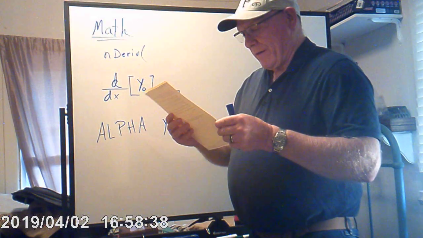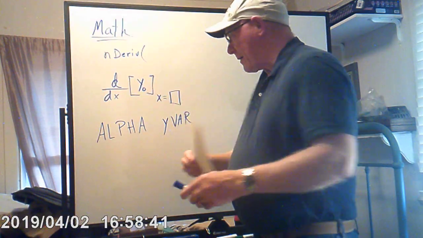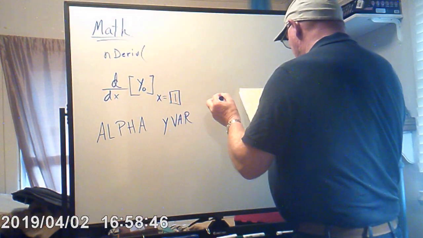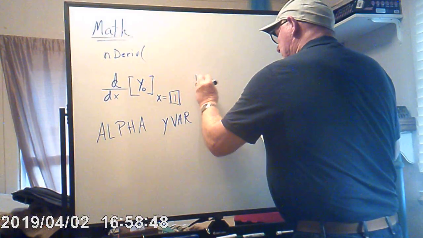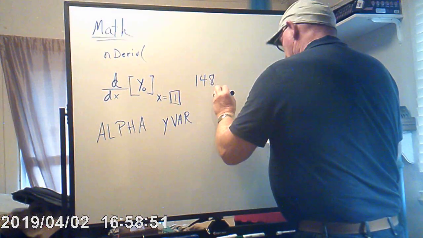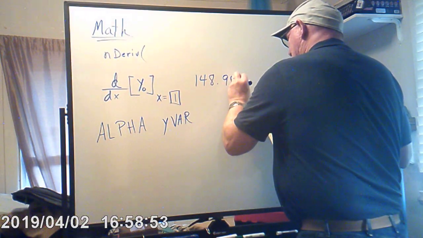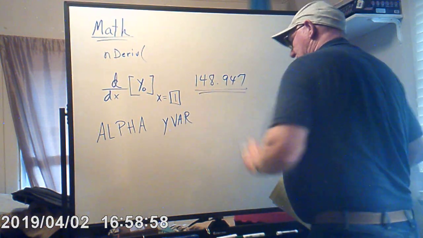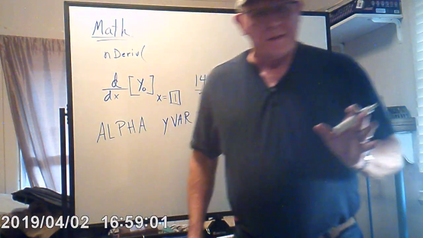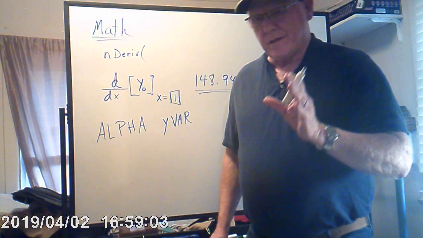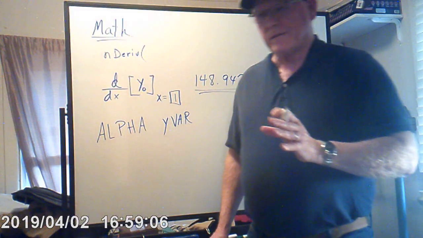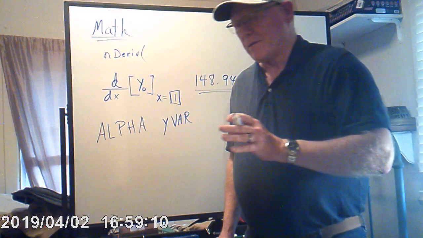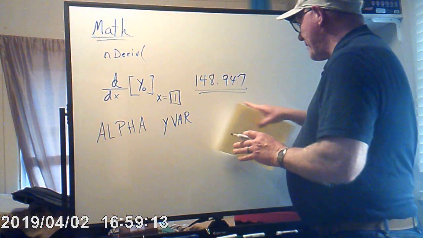Let's see where I'm at right here. When you put the 1 in, you should be getting an answer of 148.947. That's what I'm getting here. You also have to make sure your calculator is in radian mode. You don't want to have it in degree mode. You want to have it in radian mode, so make sure you have that.